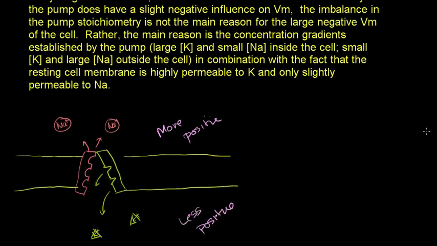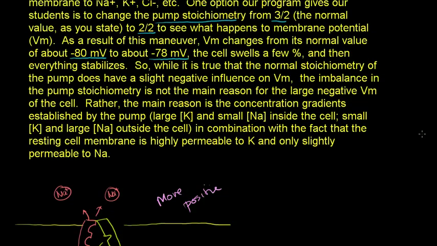So what he's saying is, if you change this from 3 sodiums for every 2 potassiums that get pumped in to 2 to 2, it actually doesn't change the potential that much. You still have a more positive environment outside than you have inside. So that leads to the question, why do we have the potential if the stoichiometry, if this ratio, is not the main cause? He says it changes a little bit. The potential difference becomes a little bit less. The cell swells a few percent, and then everything stabilizes.